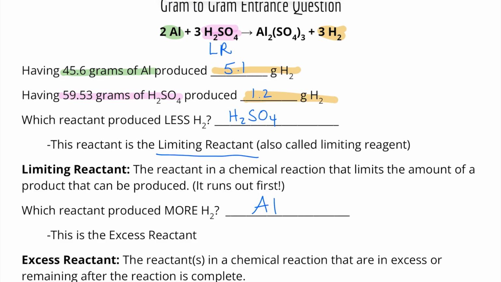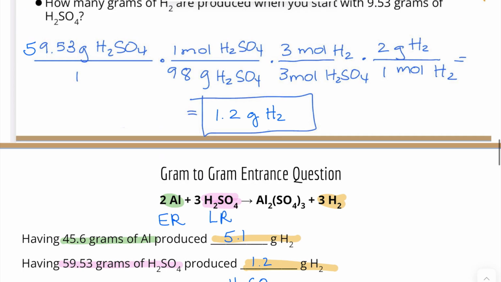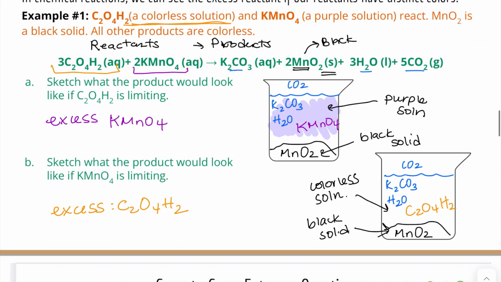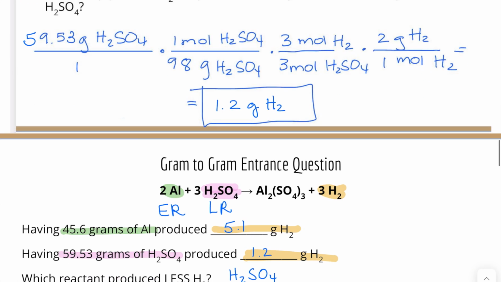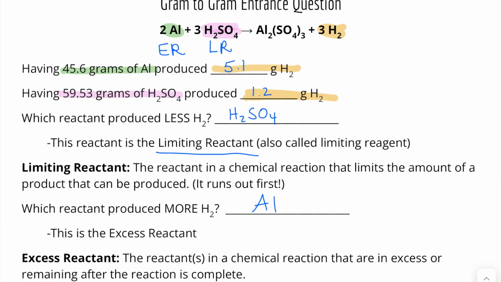Because we only have two reactants, we only have one excess reactant, but you're always going to have one limiting, and then everything else is going to be an excess on your reactant side. The excess reactant is the reactant or reactants in a reaction that are in excess or remaining after the reaction is complete. Once we've run out of our H2SO4, the reaction has to stop, which means we're not going to actually use up all of that aluminum. And that is, again, going back to our pictures, why we would see that excess reactant remaining in our beaker or whatever we were doing our reaction in.